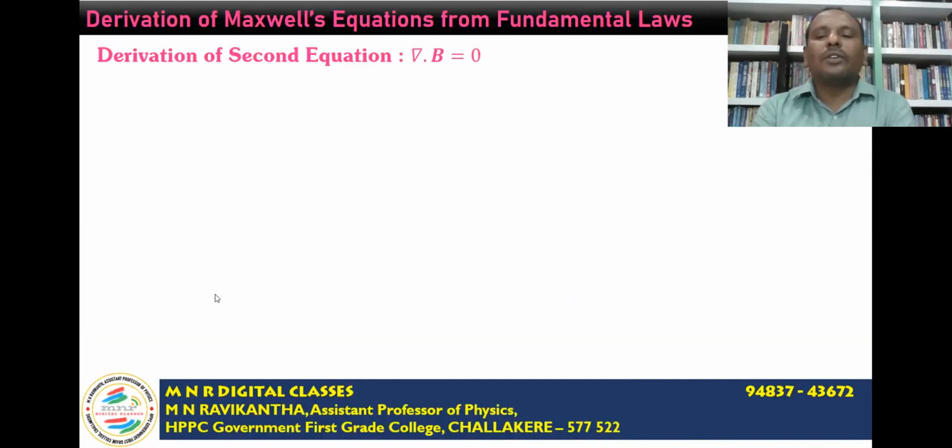Now we shall move on to the second equation due to Maxwell, that is del dot B is equal to 0. That is divergence of magnetic induction is equal to 0.